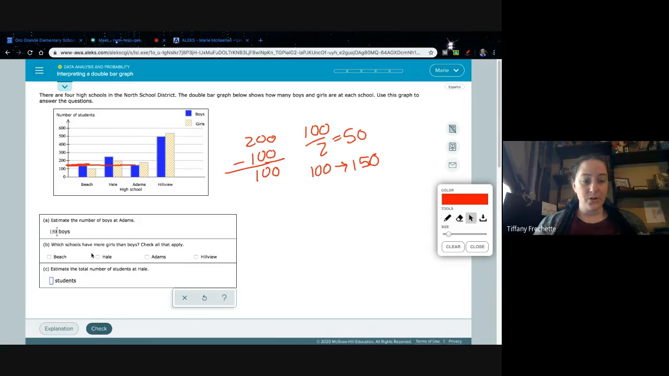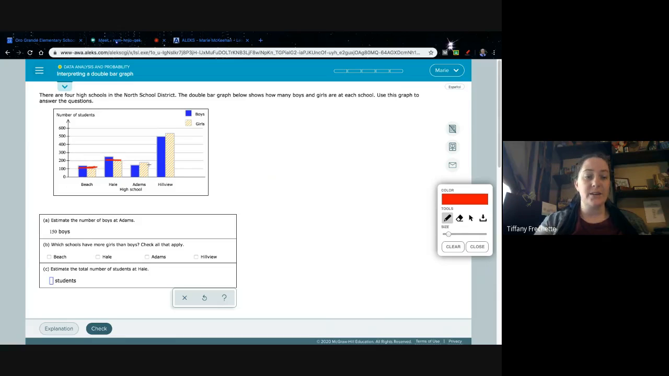All right. So which schools have more girls than boys? So let's clear this out. So we want more girls than boys. So we want to find the one where the yellow striped bar is higher. So this one is lower. This one is lower. So if I go across the top of the striped one and it goes through the bar, that tells you that that's a no. So this one doesn't go through the blue bar, so that one works. This one doesn't go through the blue bar either, so this one also works. So we want to click Adams and Hillview. All right, because they both have more girls than boys.